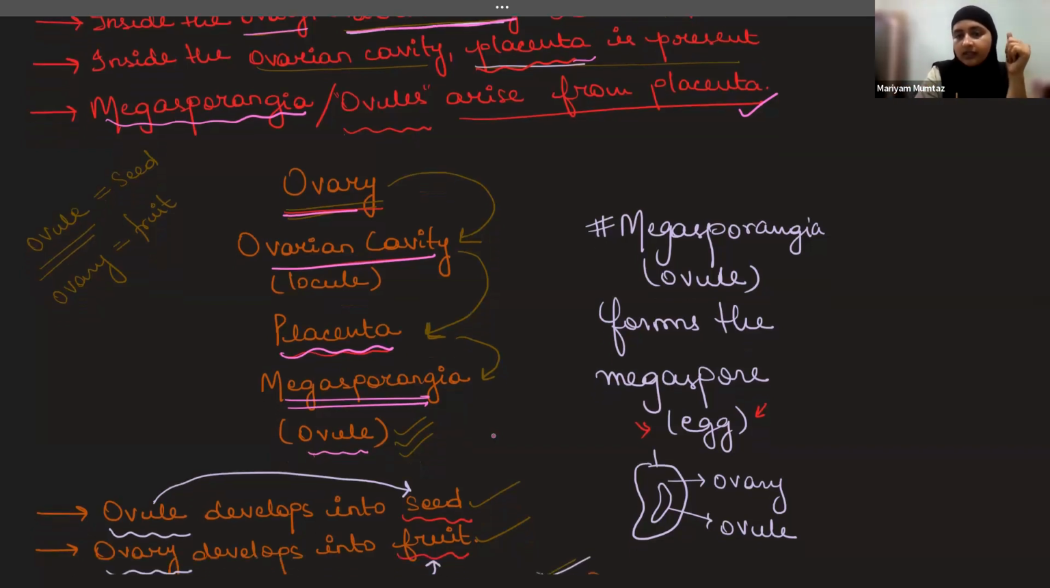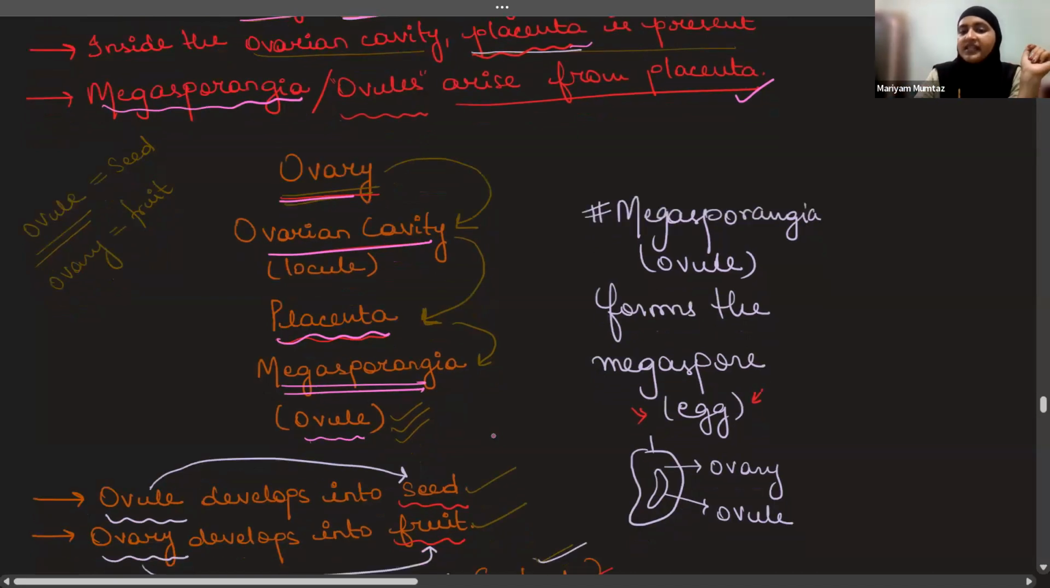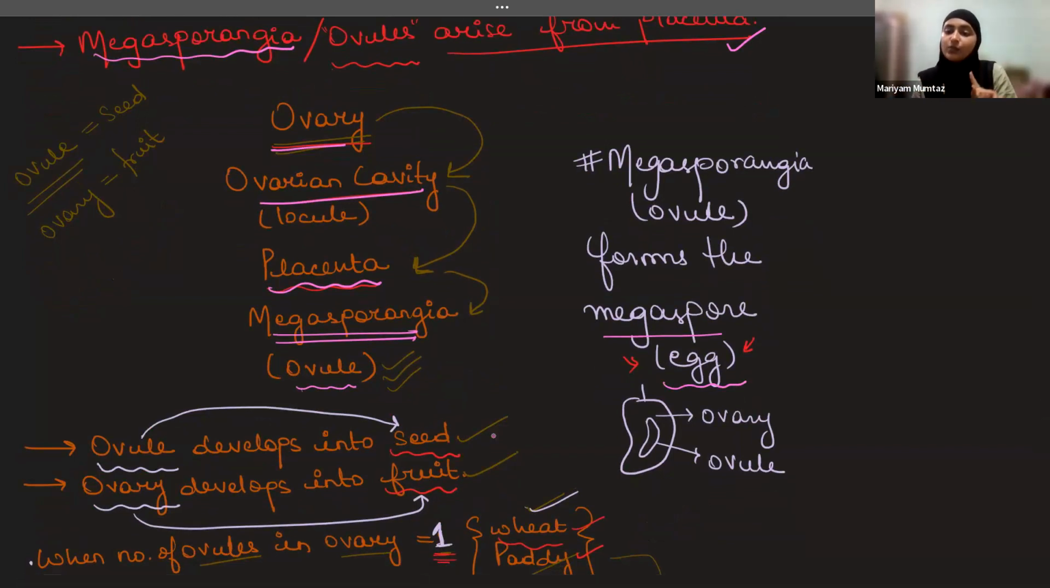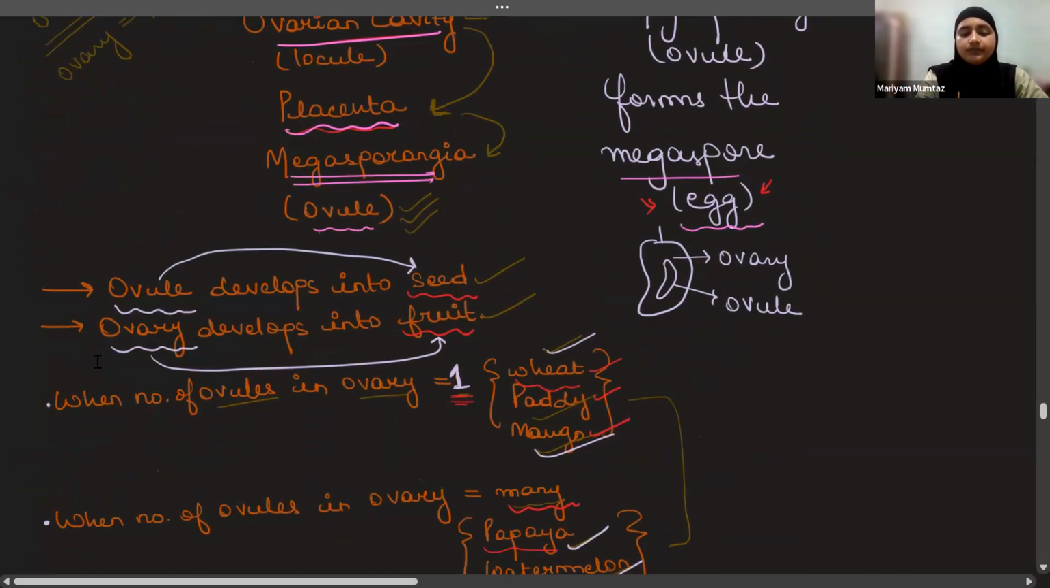Okay. Now, the megasporangia forms the megaspore, that is the egg. The female gamete, just like how the male gamete was microspore, pollen, right? Same way, the female gamete is megaspore, that is the egg. Clear? Yes, ma'am. Okay.